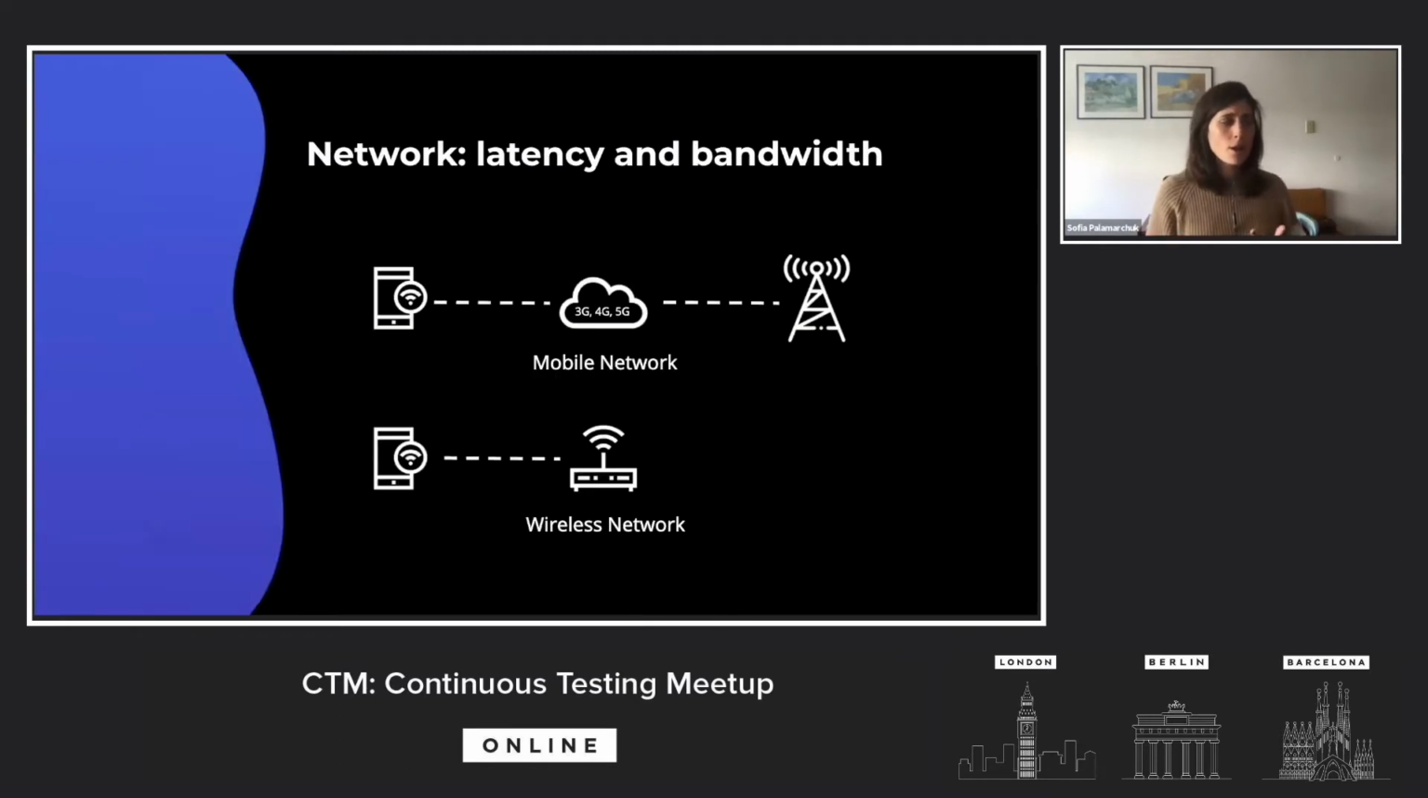So what happens when we think about the network? Specifically, we can think about two characteristics of a network that can affect the performance of an app, which are latency and bandwidth. Latency is the time it takes to send information through the network, and it's typically measured in milliseconds. On the other hand, bandwidth is the maximum capacity in terms of amount of data that can be transferred through the network, and it's typically measured in bits per second or multiples. So the lower the latency and the higher the bandwidth, the better the network for the user experience.